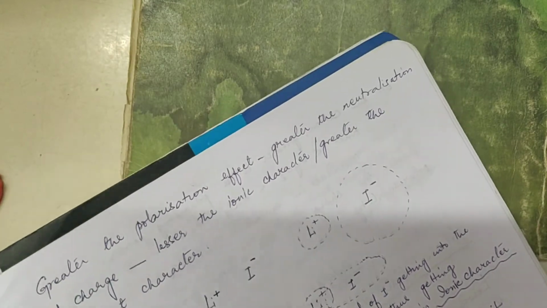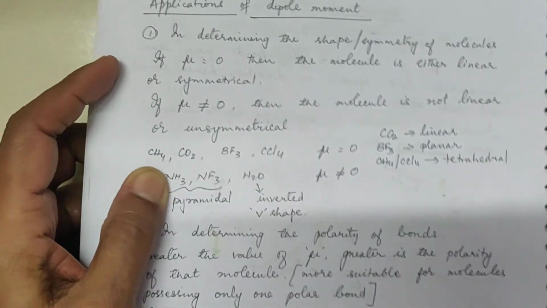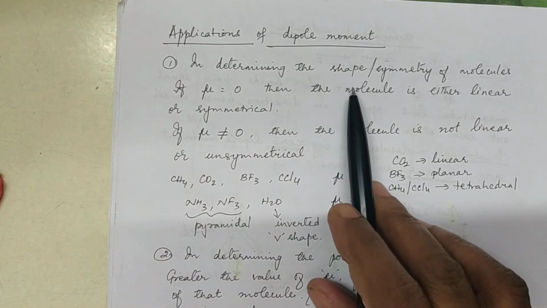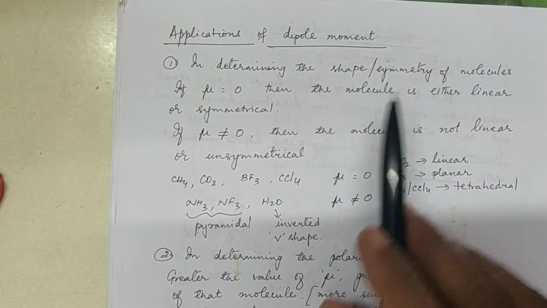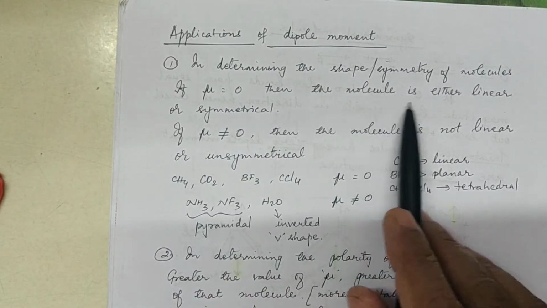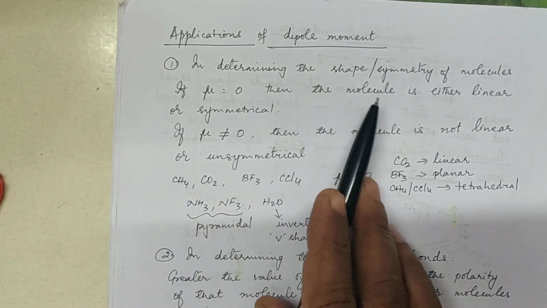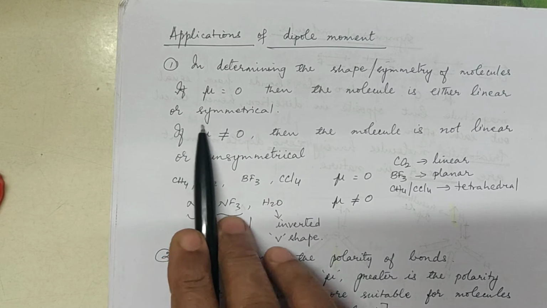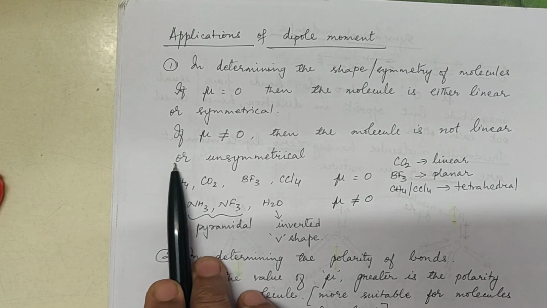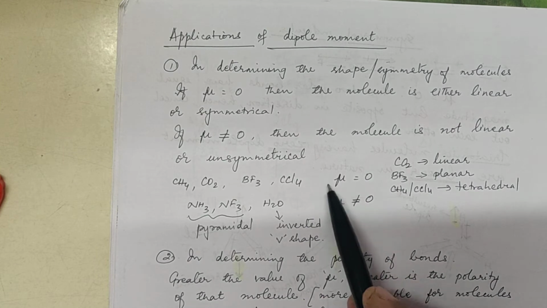So that is about one particular condition. Now let us see what are the applications of dipole moment. It helps you in determining the shape or geometry of the molecules. If mu is equal to 0, then the molecule is either linear or symmetrical. And if mu is not equal to 0, then the molecule is not linear and you can say that it is unsymmetrical.